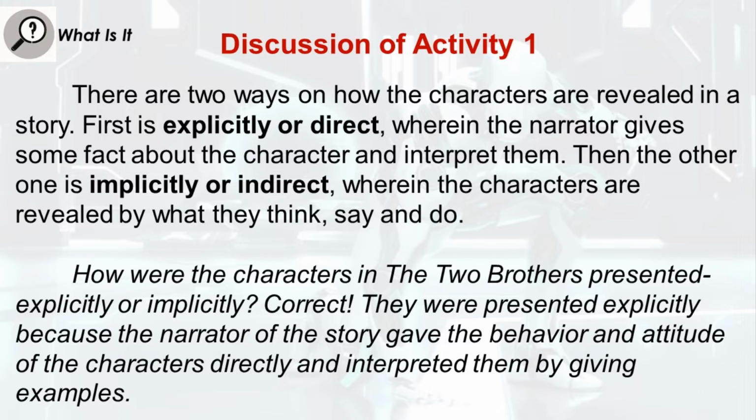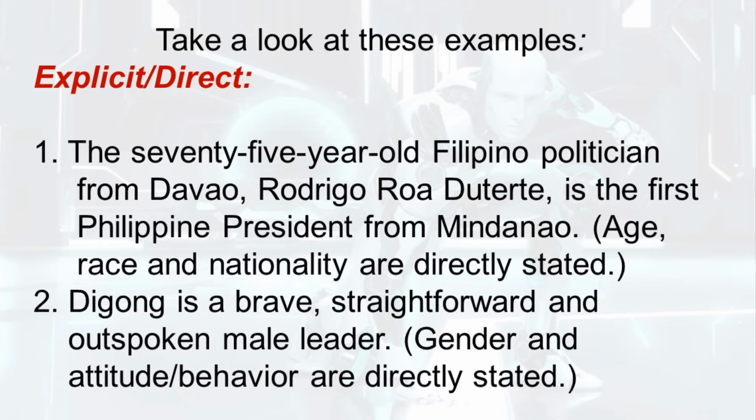How were the characters in The Two Brothers presented, explicitly or implicitly? Correct. They were presented explicitly because the narrator of the story gave the behavior and attitude of the characters directly and interpreted them by giving examples. Take a look at these examples.